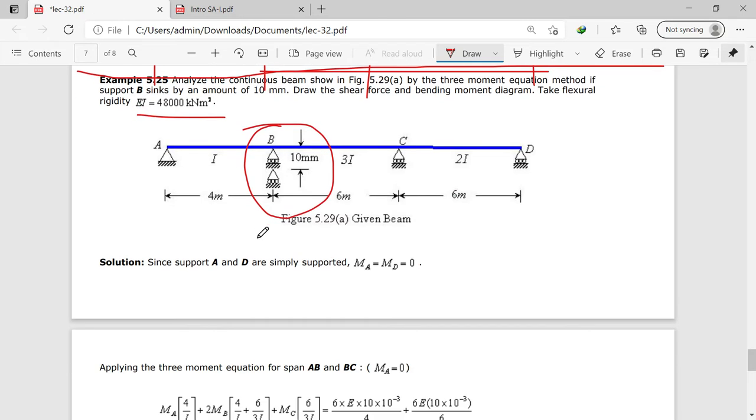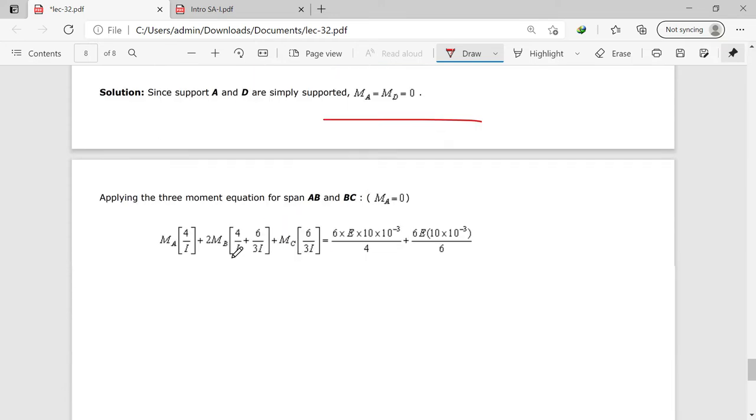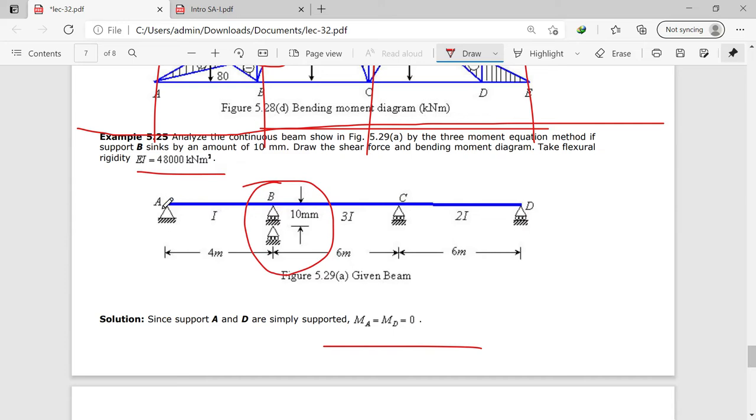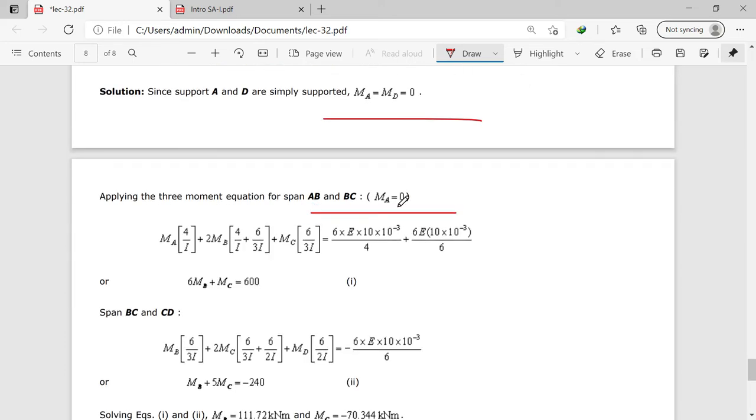Okay, so initially by using the boundary condition, we can see that here A and D are simple supports. So what it means is that the support A and D are simple supports, because of that the moment which will be formed at A and D will be equal to 0. So directly write as per the boundary condition, support A and D is a simple support, therefore moment at A and D will be equal to 0. Now apply the 3 moment theorem to the span AB and BC first. Okay, AB and BC. Here in that case MA equal to 0.